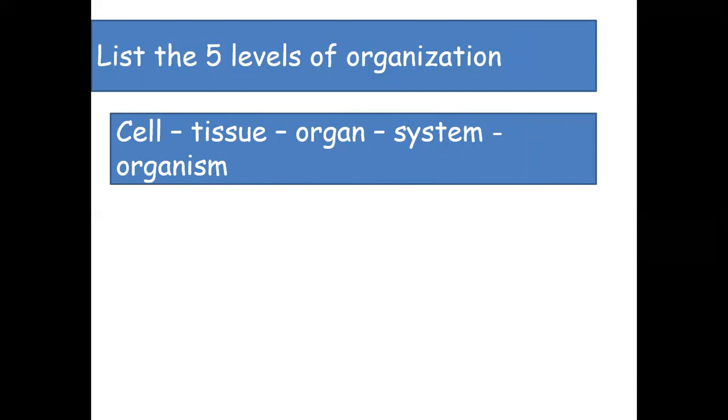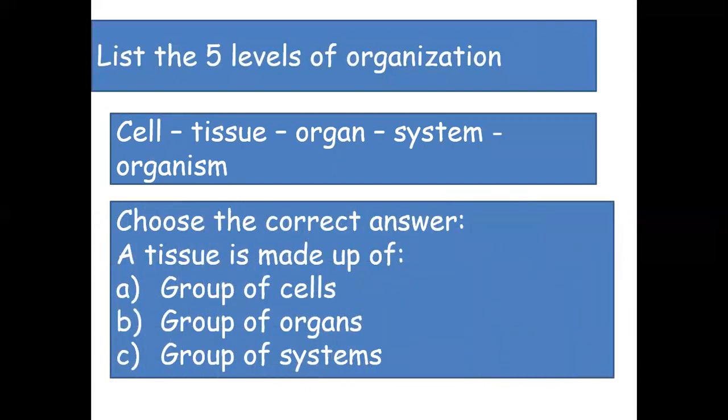Cell, then a group of cells make a tissue, a group of tissues make an organ, a group of organs make a system, and a group of systems make an organism. I will repeat that: a group of similar cells having similar shape performing the same function make a tissue. A group of different tissues performing a similar function make an organ, and a group of different organs performing a common function make a system. A group of different systems performing different functions make an organism.